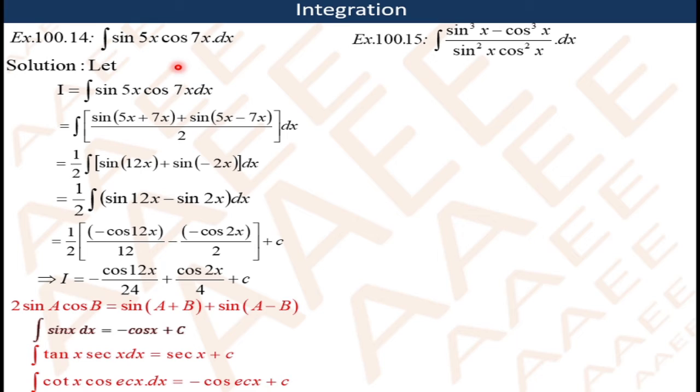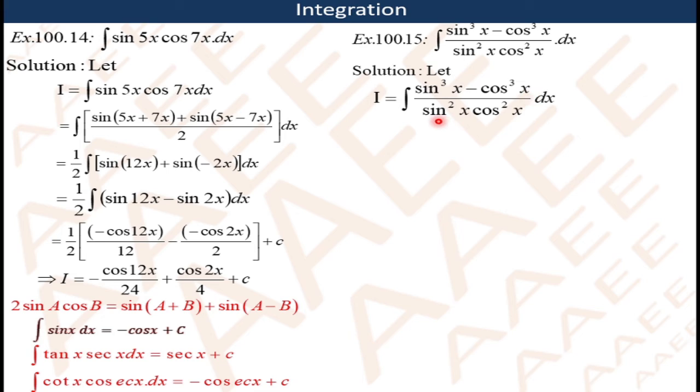Next sum. This is sum number 15, page number 100. Integration of (sine cube x minus cos cube x) divided by sine square x into cos square x dx. Let I be integration of sine cube x minus cos cube x upon sine square x into cos square x. So it also has to be simplified.